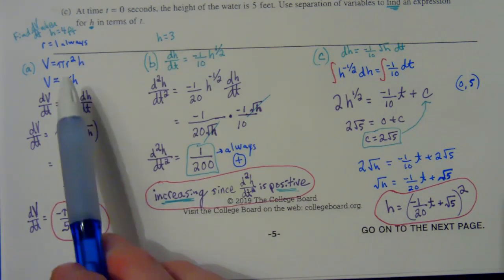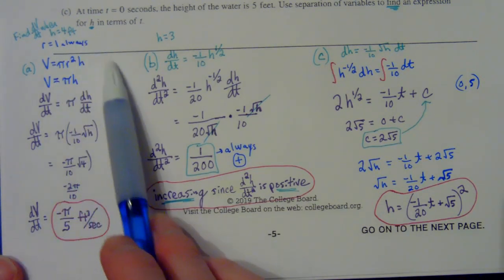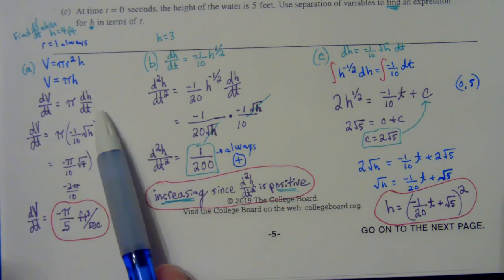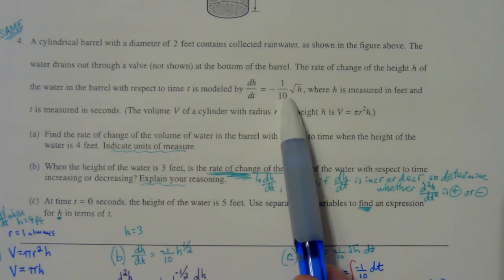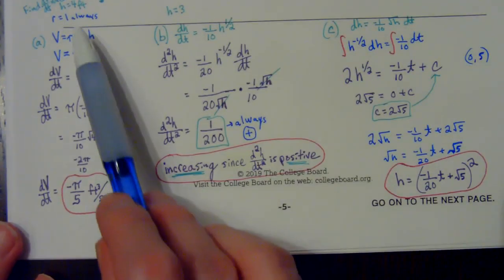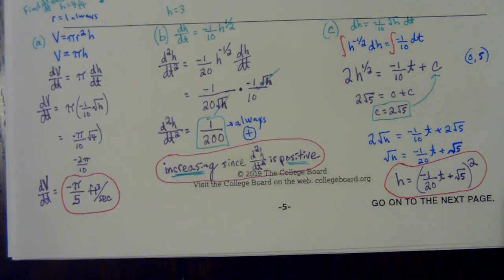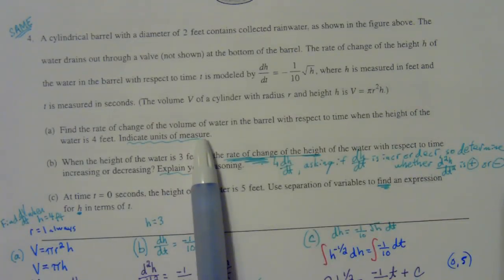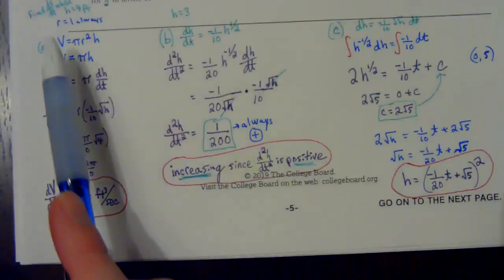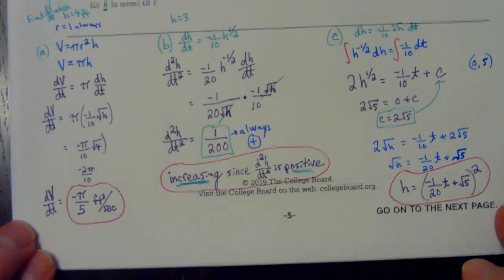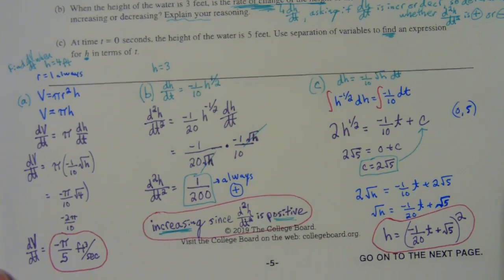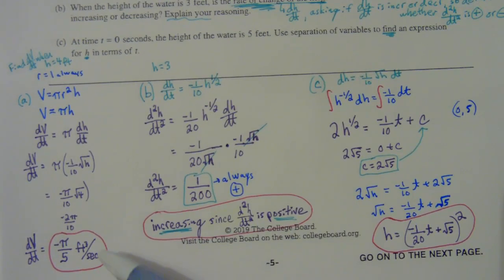And then they said when h is equal to 4. So when I went to plug the 4 in, I was like, oh, there's no h. So I've got to plug in what the dh/dt is equal to. So I plugged that in for the dh/dt. Then I took the 4, plugged in there for the h. I got that negative pi over 5. Now, be careful. It does say indicate units of measure. You know how to do this. It says how fast the volume is changing. So the volume unit is always cubic units, and it's how fast it's changing. So it should be that rate, cubic feet per second there.